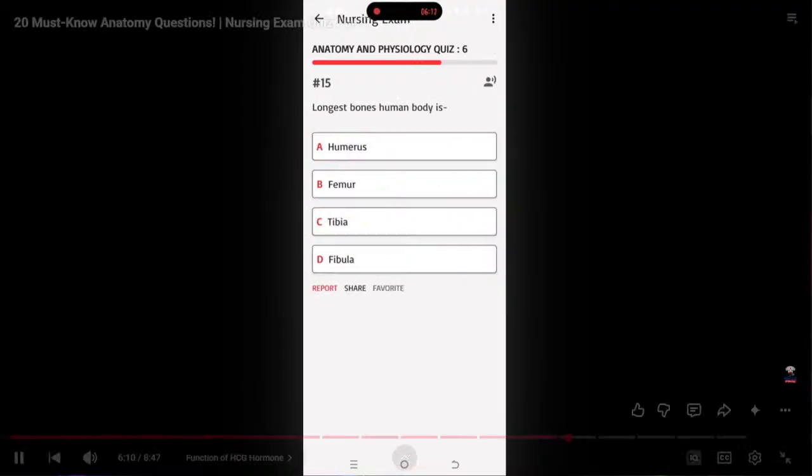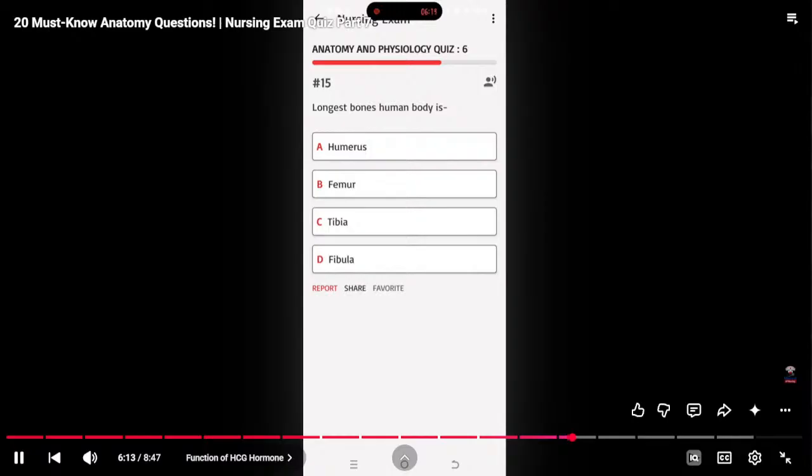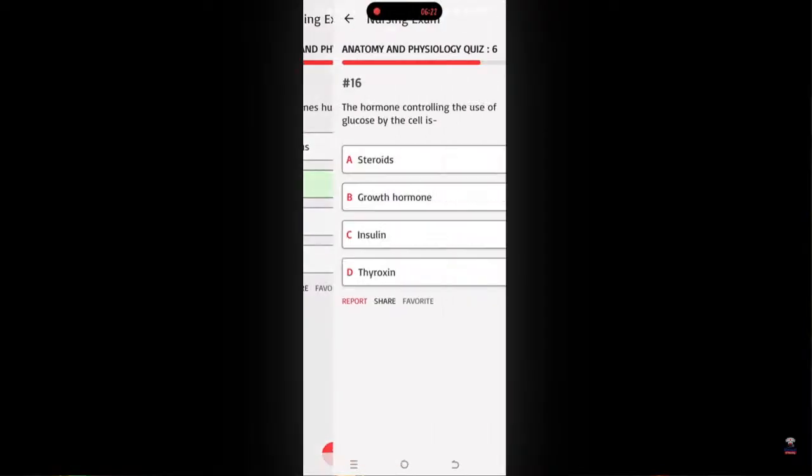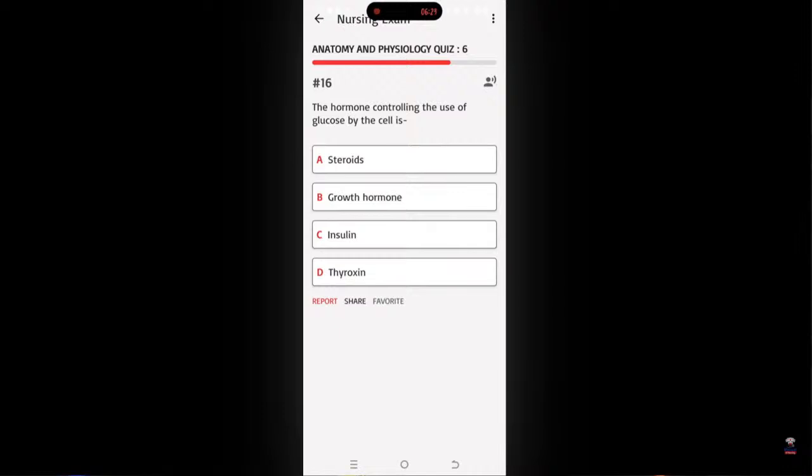Longest bone in the human body is: A. Humerus, B. Femur, C. Tibia, D. Fibula. Correct answer. The hormone controlling the use of glucose by the cell is: A. Steroids, B. Growth hormone, C. Insulin, D. Thyroxine.